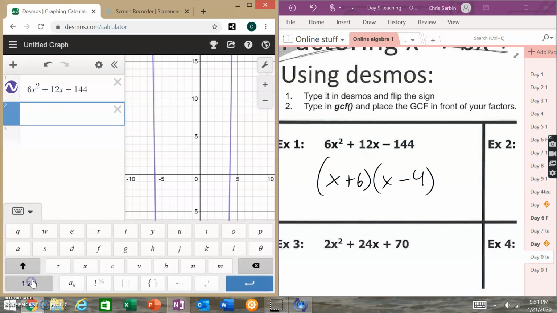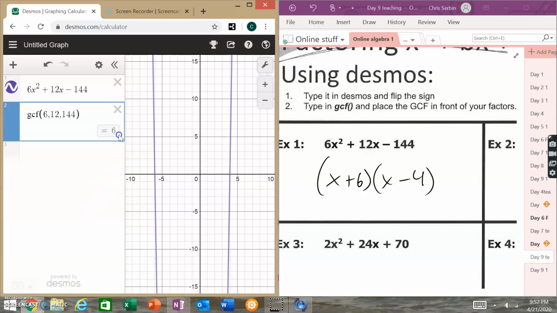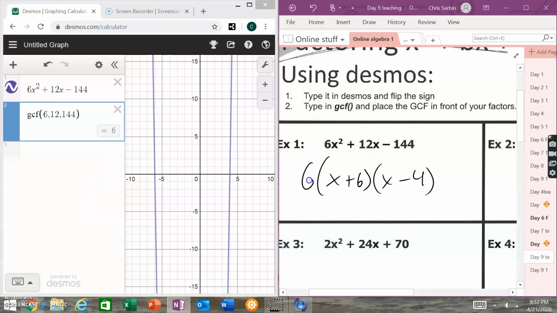Number 2, I'm going to use the ABC keyboard down here and type GCF. Notice it goes from italics to standard font, so that means that I am using the correct one. Then I go back, type my parentheses, and then I type my numbers. So I have 6, comma, 12, comma, 144. And then I close my parentheses. And this number down here is my greatest common factor, and that's what comes out front over here. And that is my answer.